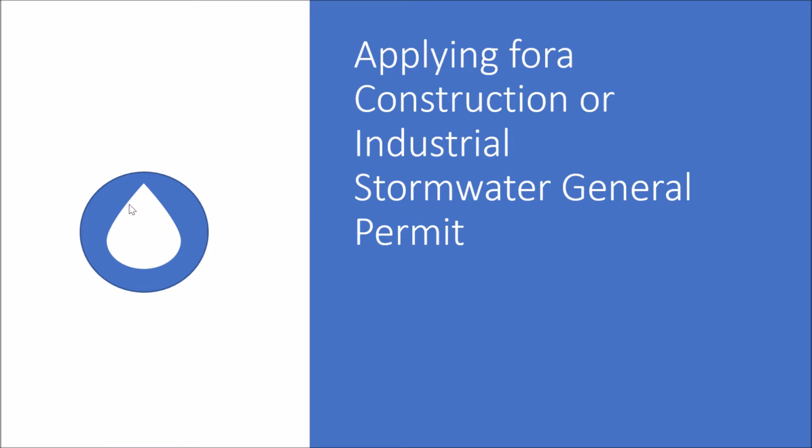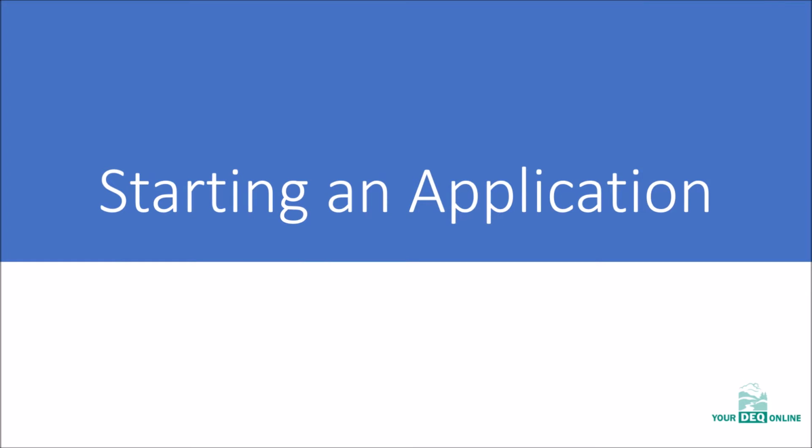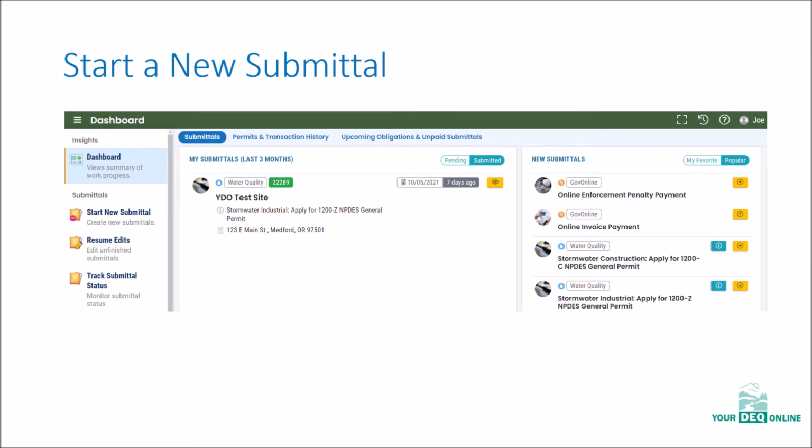Now that we've covered some of the background information, we can move on to how to apply for a 1200 series stormwater general permit. Starting an application. To start an application, log into your YDO account and you'll be taken directly to your dashboard.